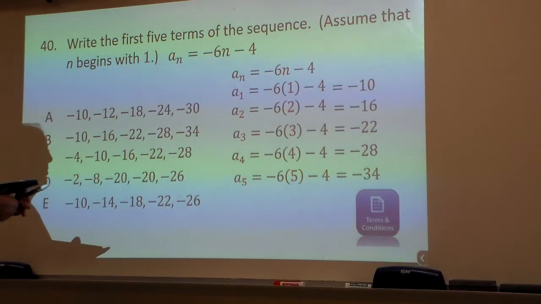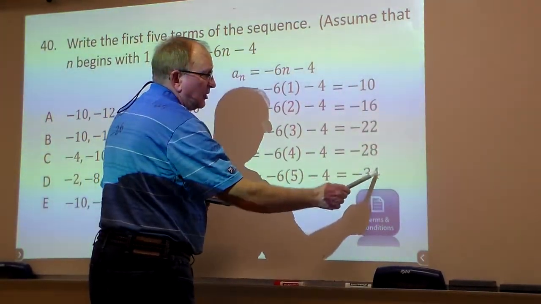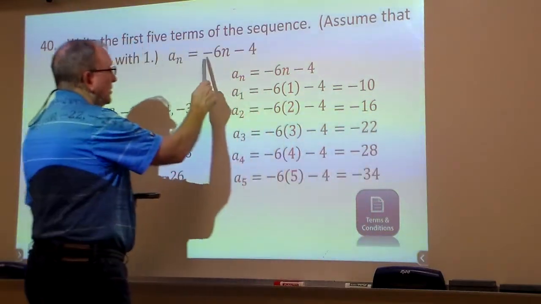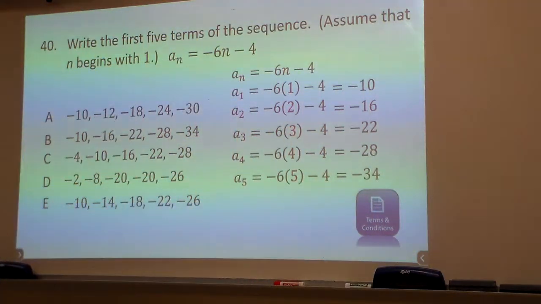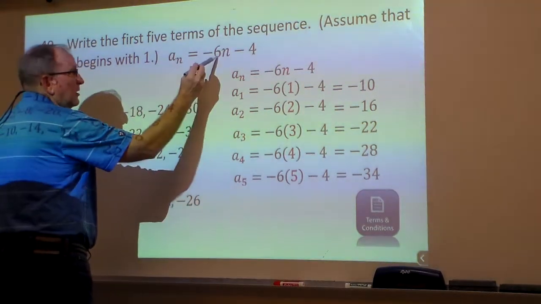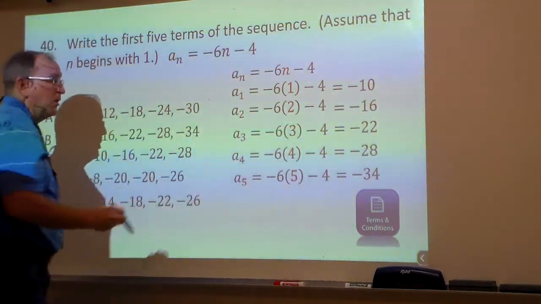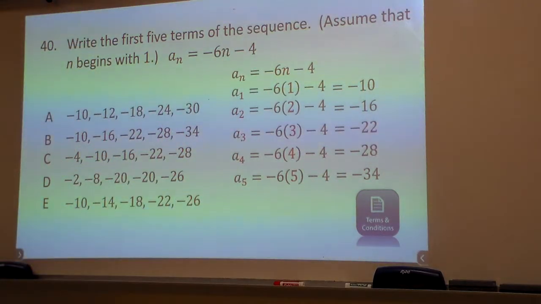I also want you to notice how much these are all going down by. They're all going down by negative 6, which is our number right there. But our starting point was negative 4. This is also like y equals mx plus b, my y-intercept and my slope. Kind of means the same thing right there.